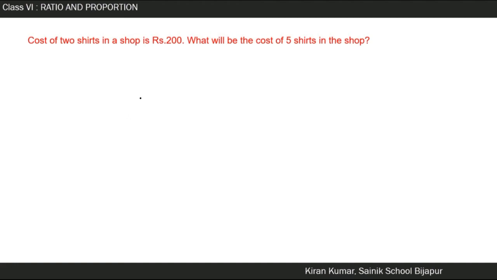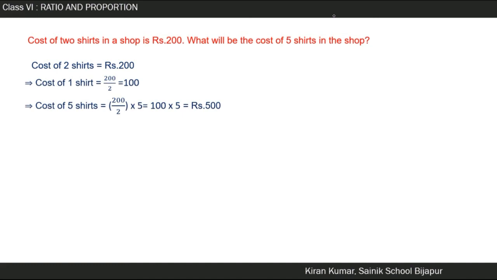Let's look at a question here. The cost of 2 shirts in a shop is rupees 200. What will be the cost of 5 shirts in the shop? The cost of 1 shirt will become 200 upon 2, which is 100. So for five shirts, we have 200 upon 2 multiplied by 5, and we get rupees 500.